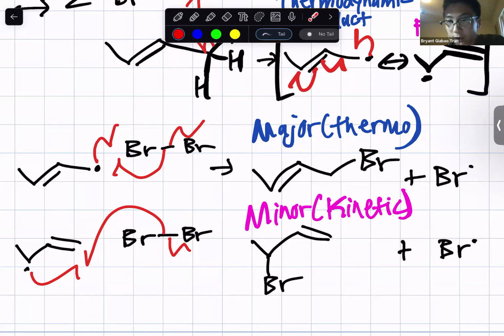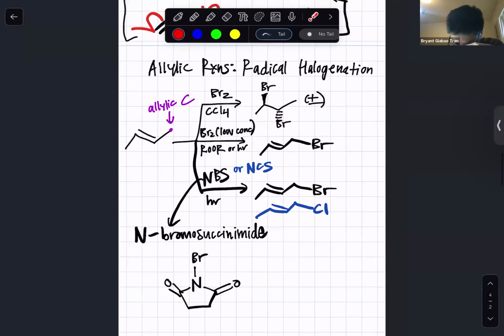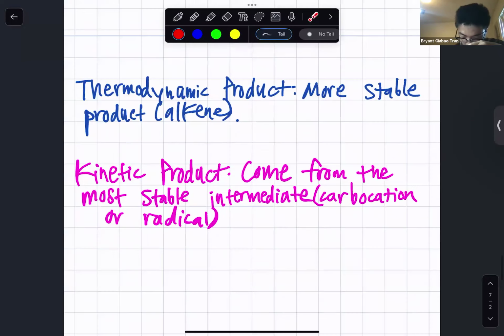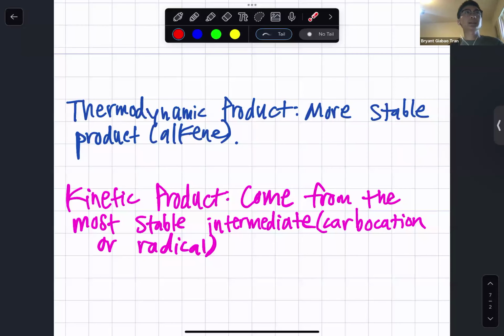Right. Could you just go to the thermodynamic? Yeah. Thermodynamic product gives us the more stable product, like the alkene. Kinetic product will come from the more stable carbocation intermediate or the more stable radical intermediate. Right. So let's do some practice NBS questions and predict the products and then move on to the next reaction.